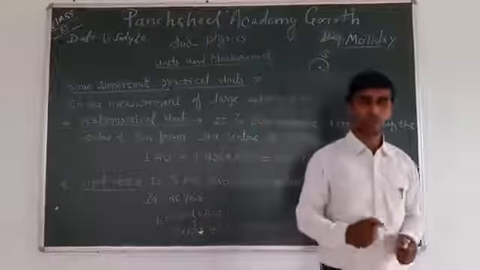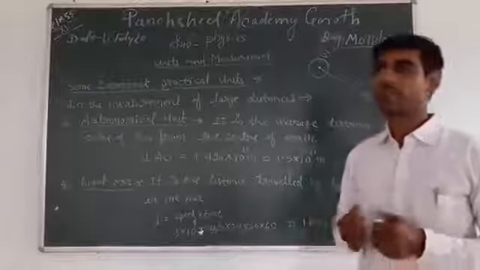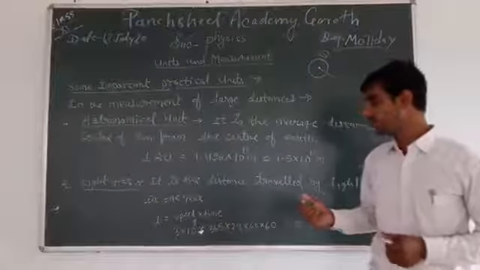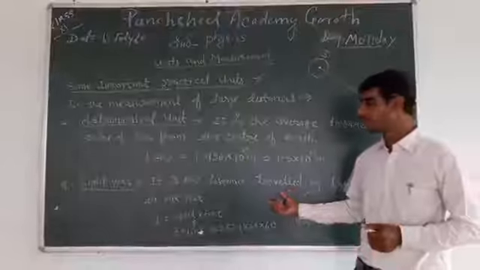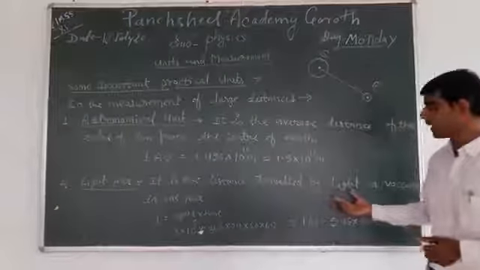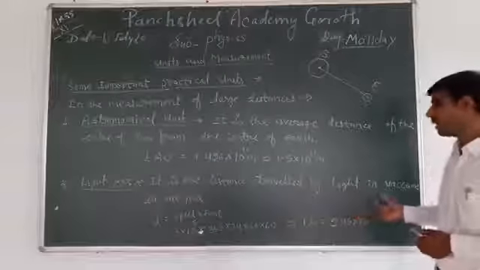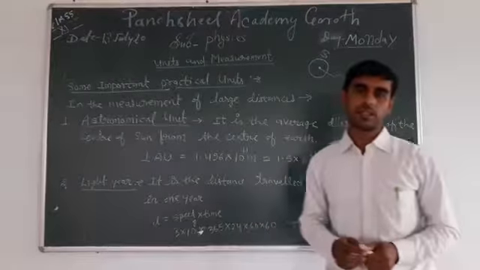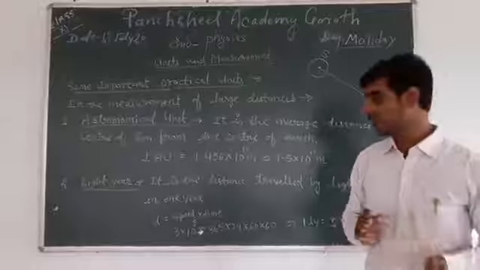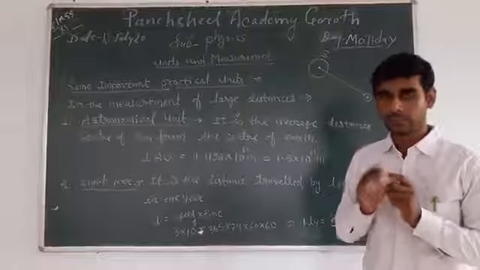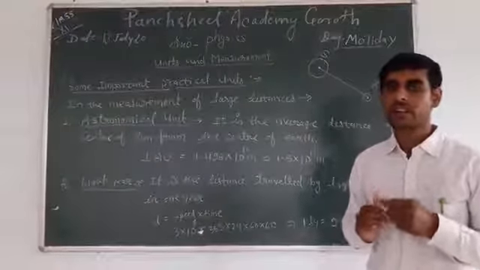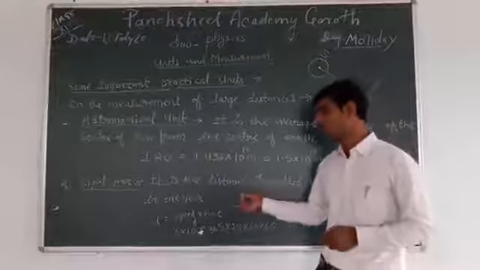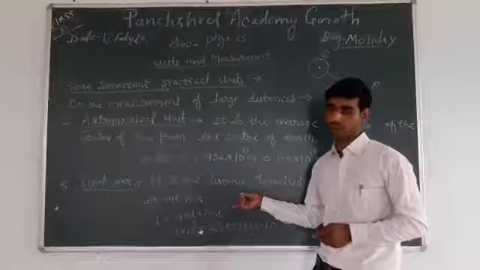Next, light year. Light year is also used for the measurement of large distances. So what is light year? It is the distance traveled by light in the vacuum in 1 year. एक साल में लाइट वैक्यूम में जितनी डिस्टेंस ट्रेवल करेगी वो 1 लाइट ईयर के बराबर होगा.